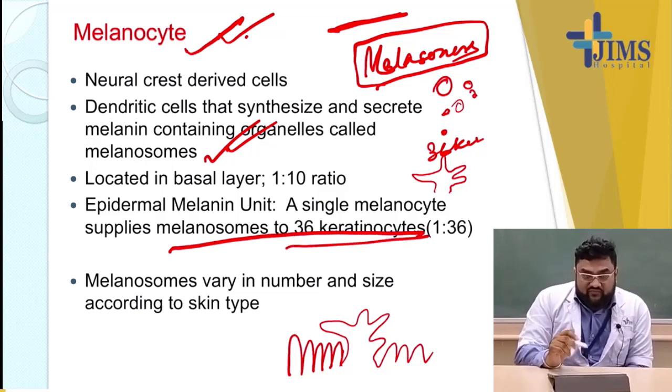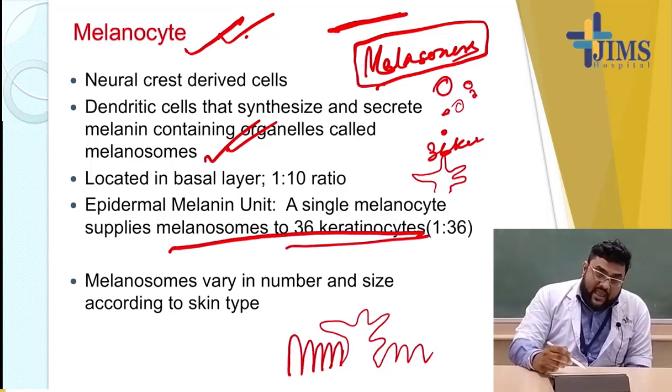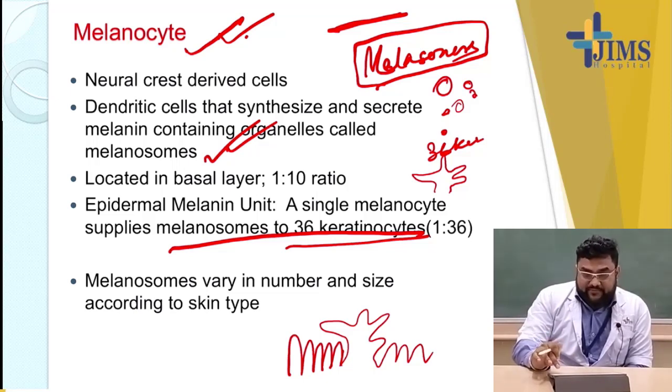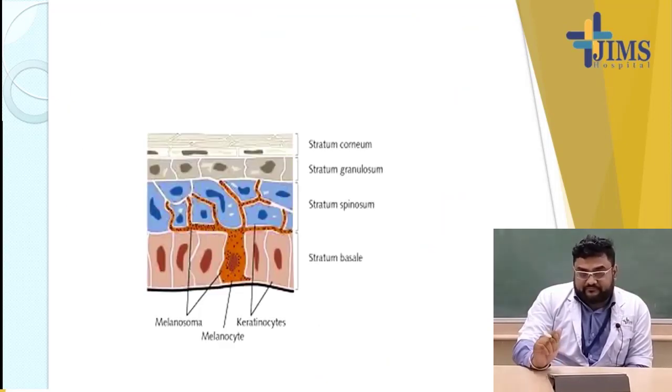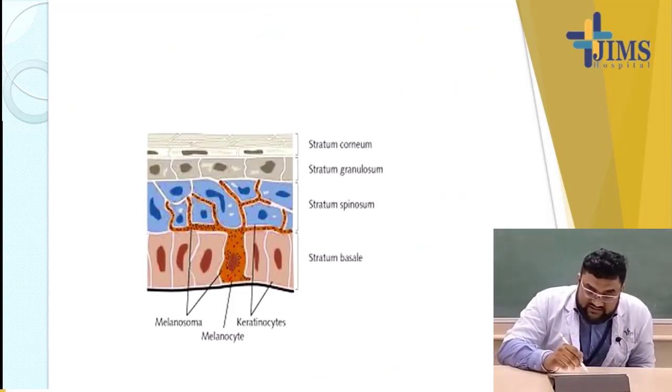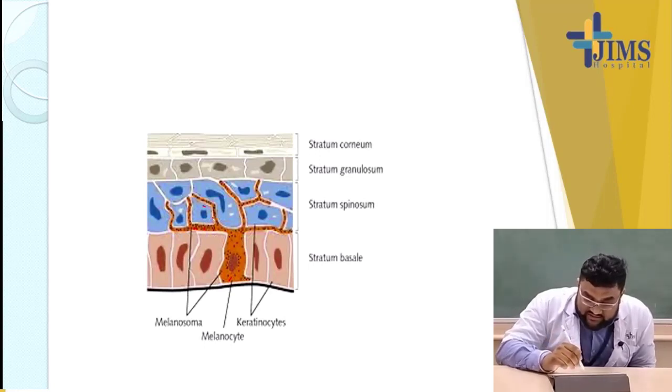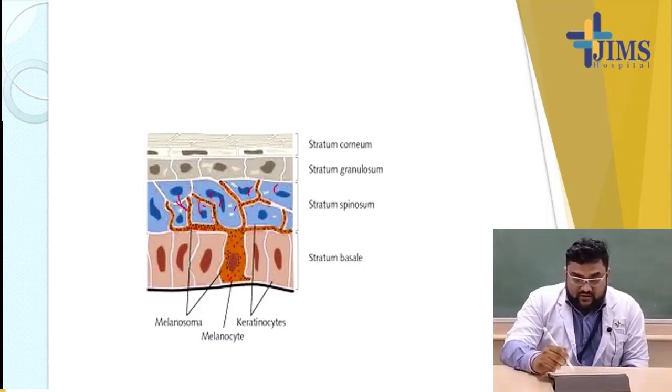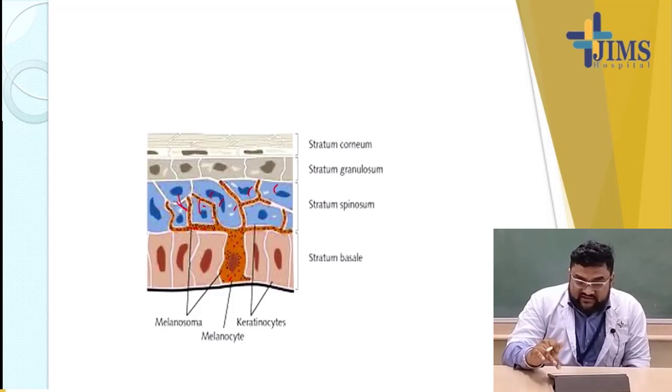This is important for you for the exam. And melanosomes vary in number and size according to the skin type that I already explained. So this is a picture of the melanocyte and these are the melanosomes, and you can see it is supplying to the surrounding keratinocytes. And it is found only in the stratum basale.